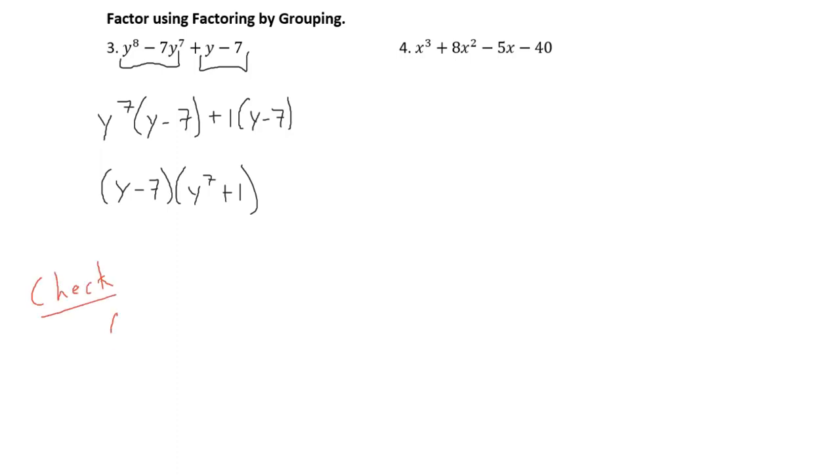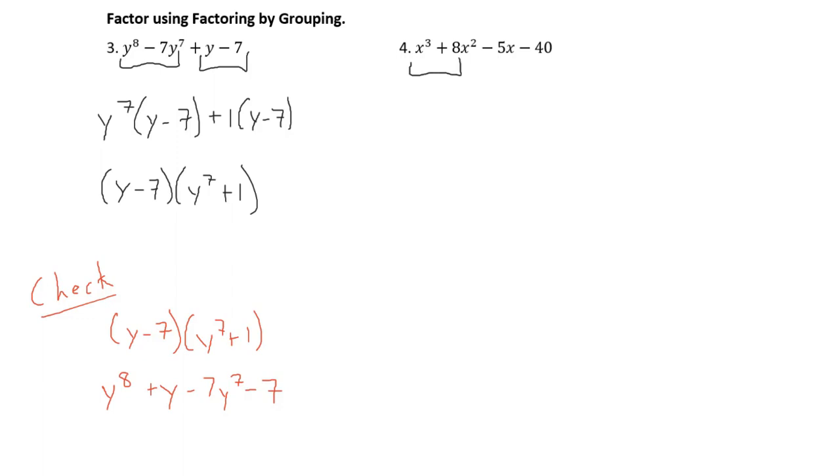And so in order to check that, we just write it again: y minus 7 times y to the 7th plus 1. And distribute, you get y to the 8th plus y minus 7y to the 7th minus 7. And if you look, that's the first term, that's the third term, that's the second term, and that's the fourth term. Not in the same order, but because we know that we can switch the 2 middles, and it's addition, subtraction, so we can change the order and it's exactly the same. All right, let's look at another one.